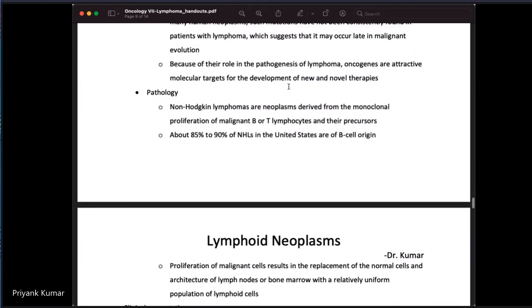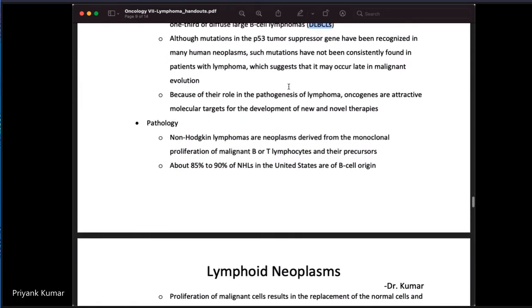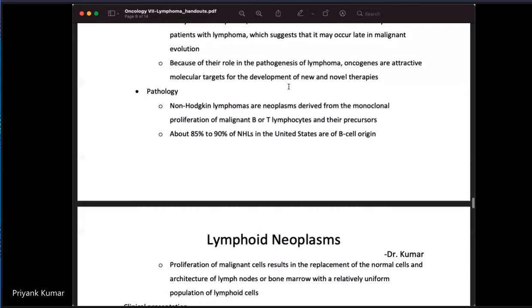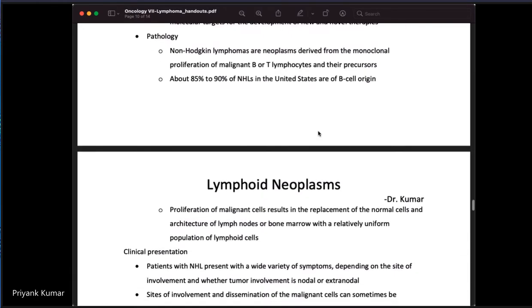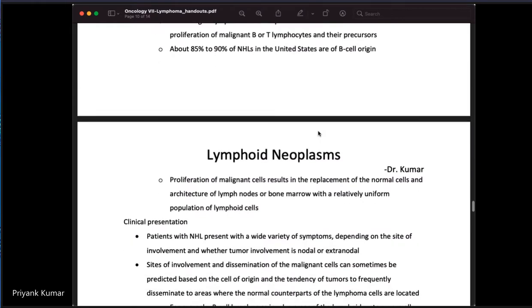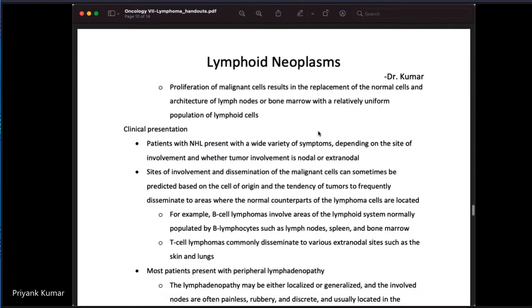Dr. Kumar. Yes. What about the IRF4 rearrangement? Is it in large B-cell lymphoma? IRF4, I will have to look into it. Is it there in the notes? I don't know. I just remember it from memory, like large B-cell lymphoma. Okay, I'll have to look into it. I will get back to you. Is that okay? Yes, thank you. Okay, great.